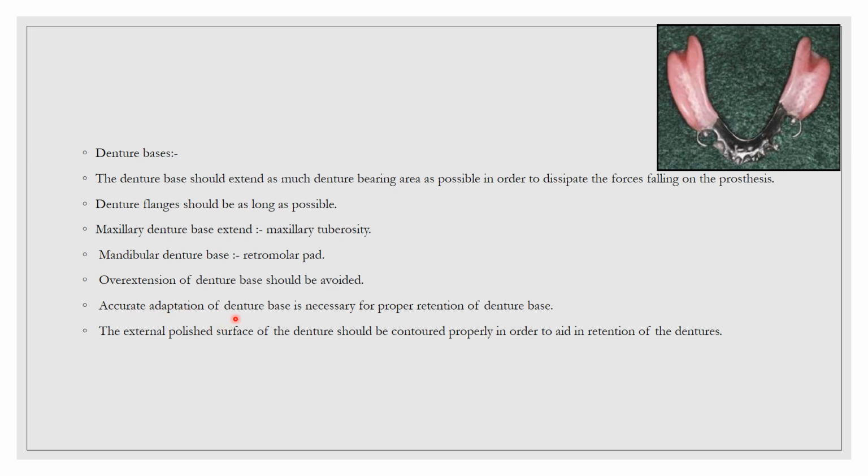Accurate adaptation of the denture base is necessary for proper retention of the denture. So, of course, the denture base should be made properly and accurately so it's adapted well. The external polished surface of the denture should be contoured properly in order to aid in retention. So the contour should be proper, the extent should be proper, and it should have full coverage.